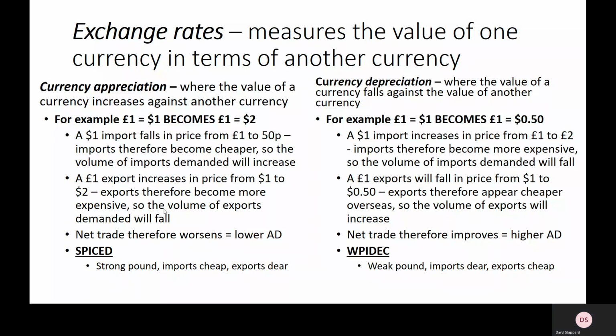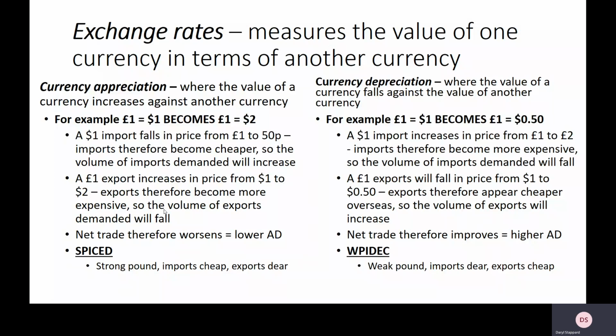And think about why. When we were importing a $1 good into Britain before, it used to cost £1. The problem now is £1 will only buy 50 cents. So to buy a $1 good will now cost £2. So imports are now more expensive. This would lead to a reduction in import demand. Exports are now cheaper. So, for example, a £1 British good used to cost $1 for an American person to buy. That £1 good will now only cost 50 cents. So exports are cheaper, so export demand will increase.